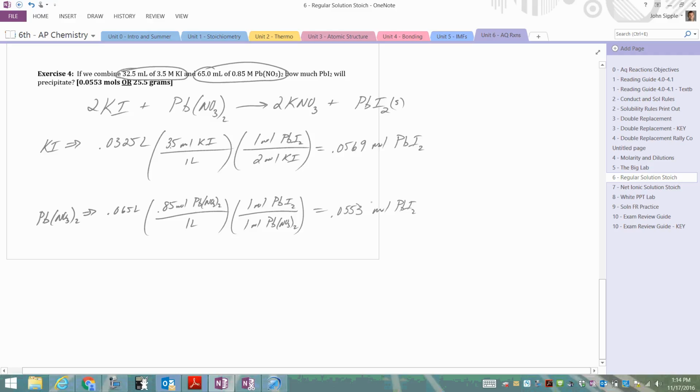So 0.0553 is less than 0.0569, right? Okay, so that's how much we can make. That's the least amount we can make. So that's as much as we can make, right?